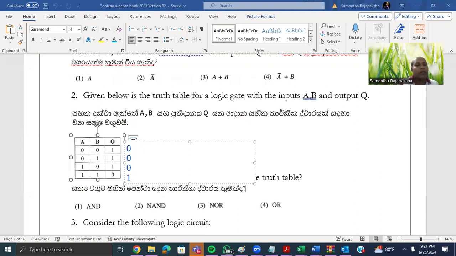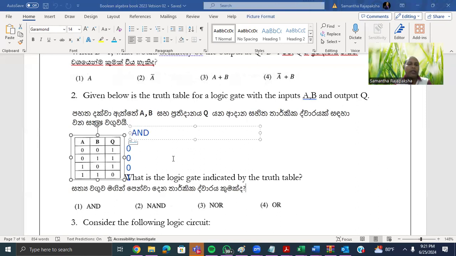This inversion we know that you get by doing the AND operation. Therefore, this output is AND. Then you can say Q should be the inversion of the AND. That means not AND, and not AND means NAND. Therefore, this logic gate is the NAND gate. Now, if you have any doubts or questions, you can ask.